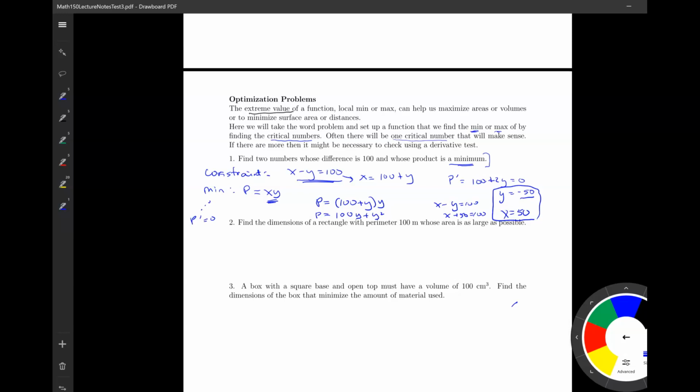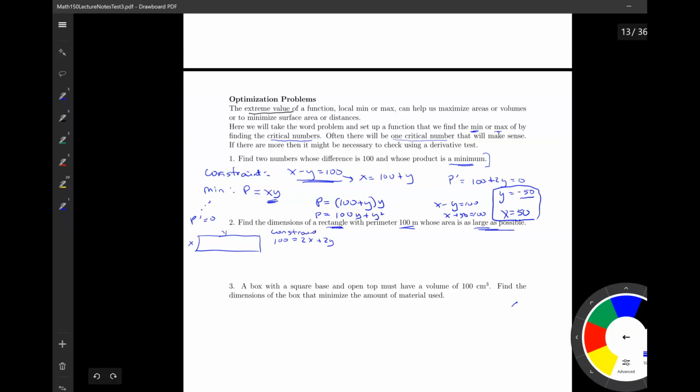All right, so let's look at the dimensions of a rectangle having perimeter 100 meters. So a rectangle, I'm going to get a picture going here. So I see x's and y's, right? So if I've got a perimeter of 100, that means I have 2 x's plus 2 y's equaling 100. Okay, so that's my constraint. That's what I'm restricted by.